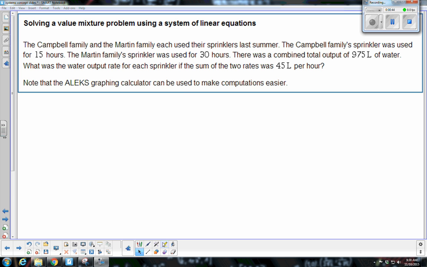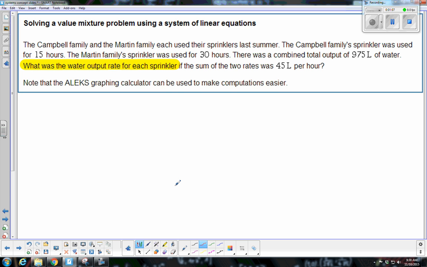So a little hint in here, when you're looking to try to solve these problems, you want to figure out what your x and y are going to be, right? What are your variables? What are you trying to solve for? Well, it's usually in that last sentence. What was the water output rate for each sprinkler? That's what we're trying to figure out. So my x and y will be the rate for each sprinkler, if that makes any sense. Okay, so let's see if we can kind of diagnose this problem a bit.